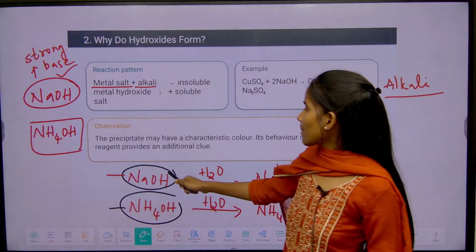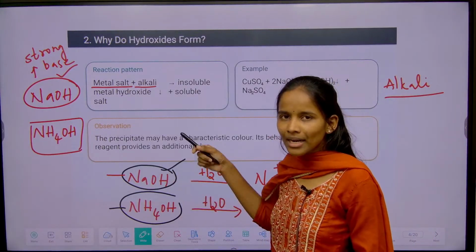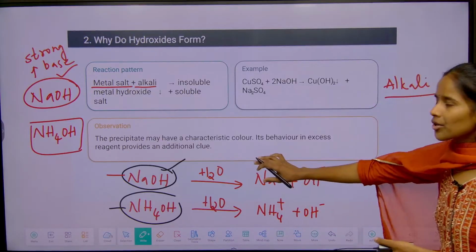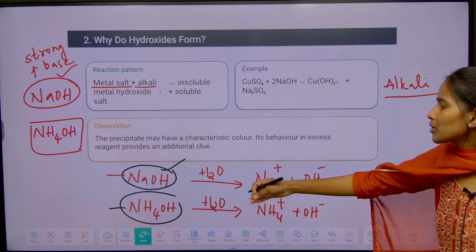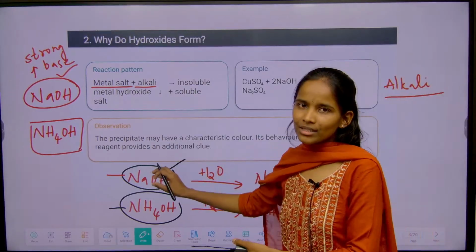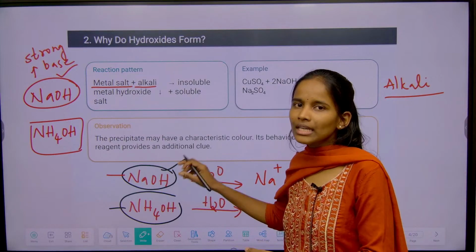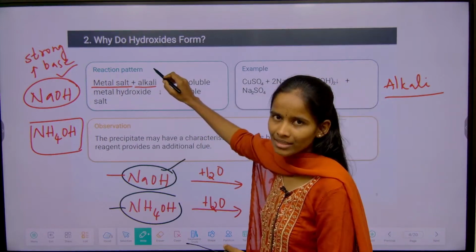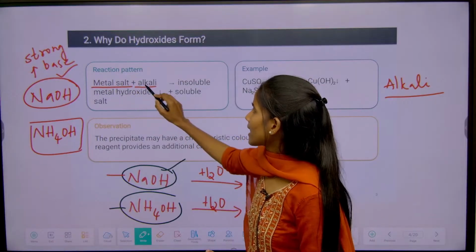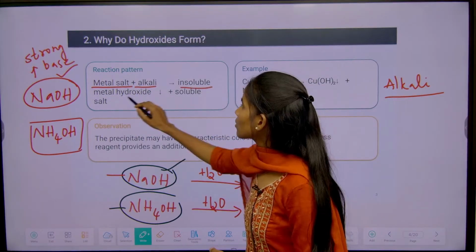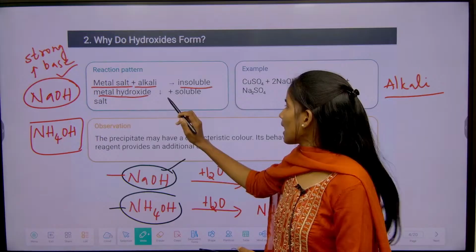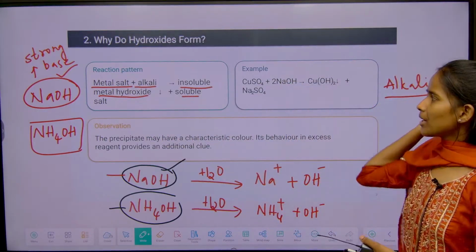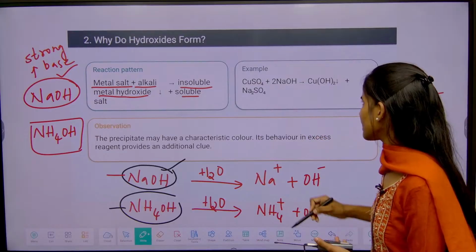See, sodium hydroxide is there. If we add sodium hydroxide in the water, it will dissolve after stirring for some time. So, if any base dissolves in the water, then we will call it an alkali. Now here we are taking sodium hydroxide as our alkali. Metal salt reacts with alkali and we will get insoluble metal hydroxide and also a soluble salt. Now see the example, metal salt, I have given here copper sulfate.